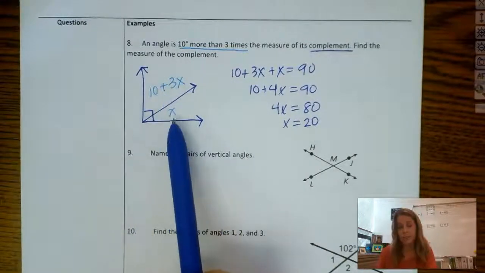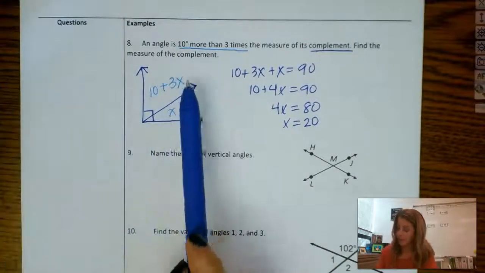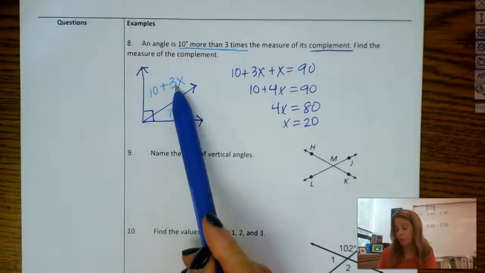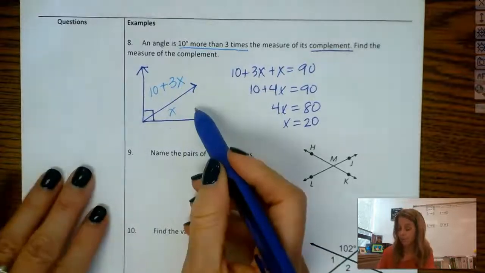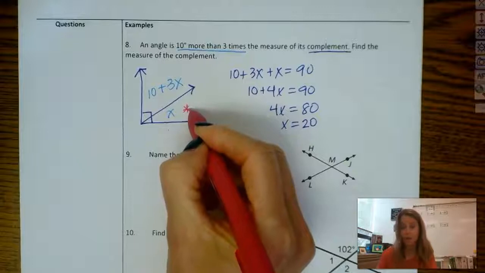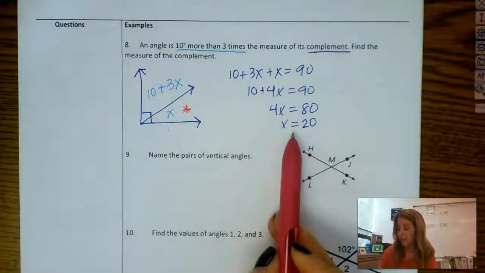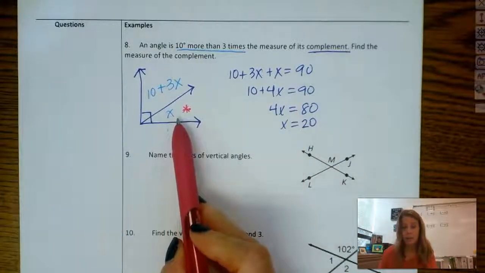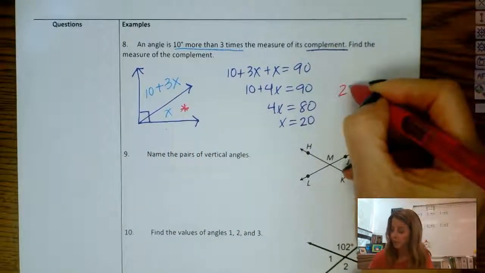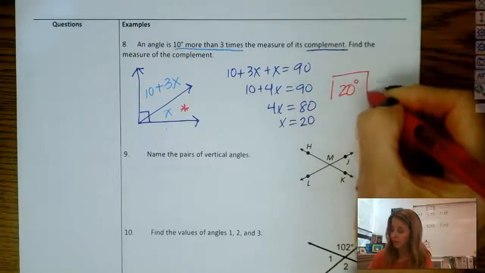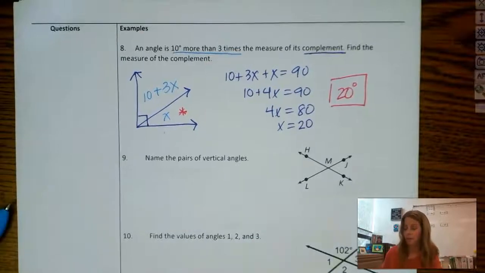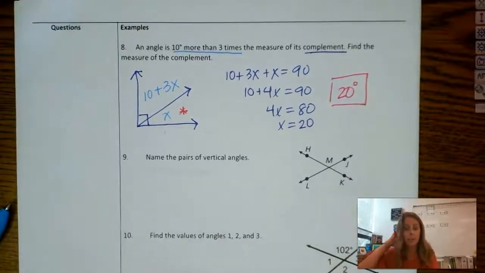So we have to figure out which one is the complement. This angle is 10 more than 3 times the measure of the complement. So this one right here is my complement. Because I got 20 for x, if we plug that in, that's 20 degrees. So the measure of the complement is 20 degrees. All right, so that's a little bit more complicated example.